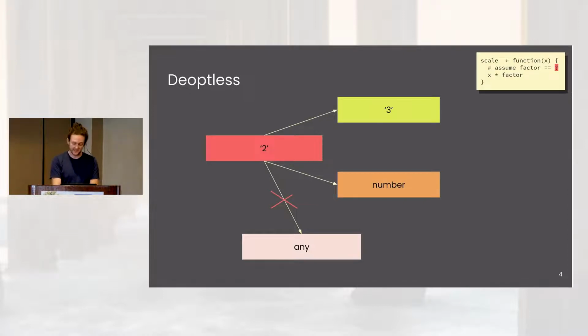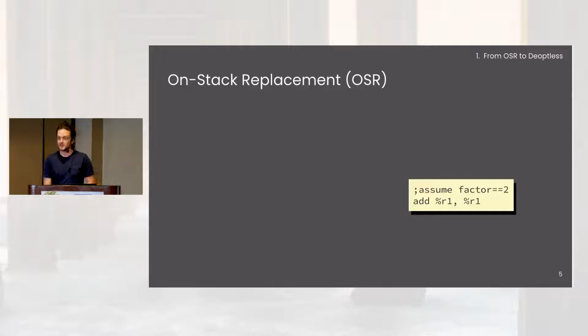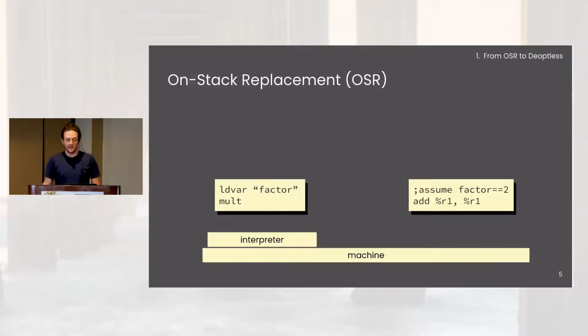Now, of course, the question is how to do that. So to explain how we do this, I think we should explain how OSR works. And from that, we naturally get to Deoptless. So OSR. So this is, again, our native code here with the assumption and the speculative optimization applied. Here we have the bytecode version, the generic one.